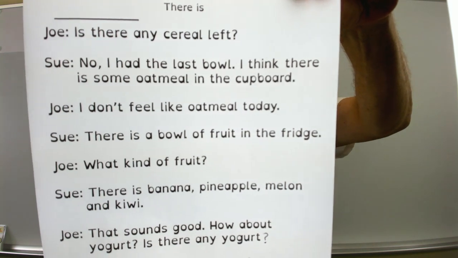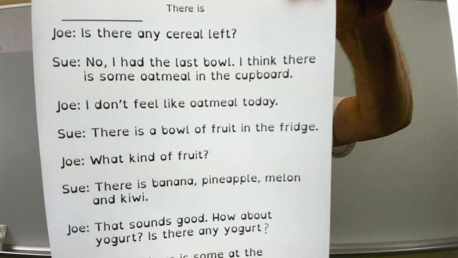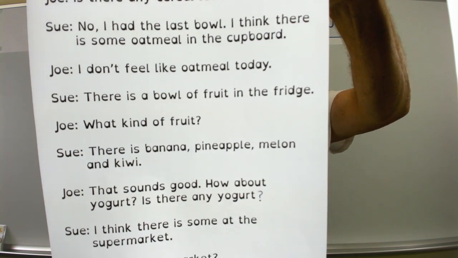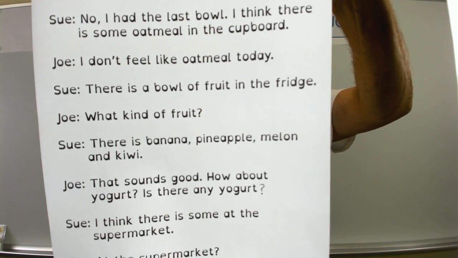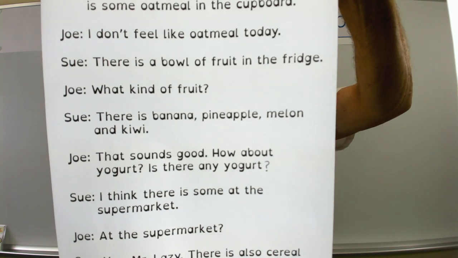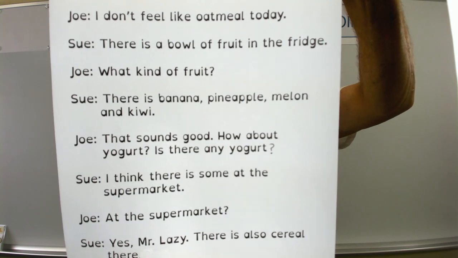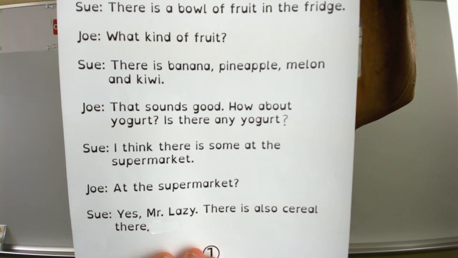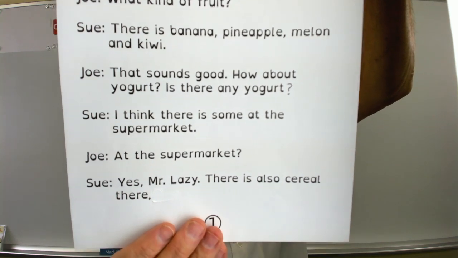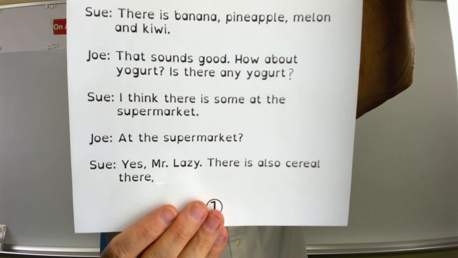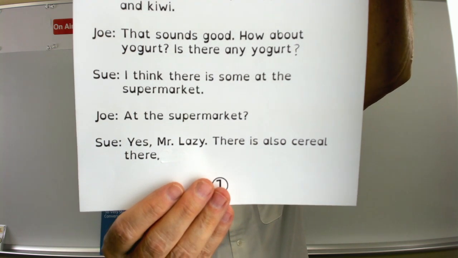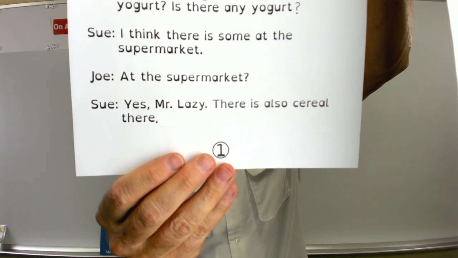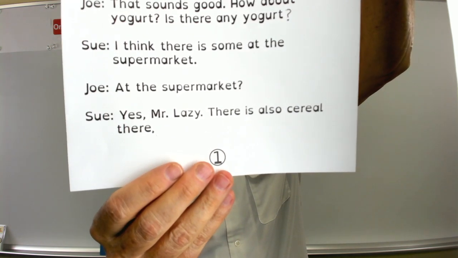All right. Okay, so here we go. Joe is first. Let's read. Is there any cereal left? No, I had the last bowl. I think there is some oatmeal in the cupboard. I don't feel like oatmeal today. There is a bowl of fruit in the fridge. What kind of fruit? There is banana, pineapple, melon, and kiwi. That sounds good. How about yogurt? Is there any yogurt? I think there is some at the supermarket. At the supermarket? Yes, Mr. Lazy. There is also cereal there.